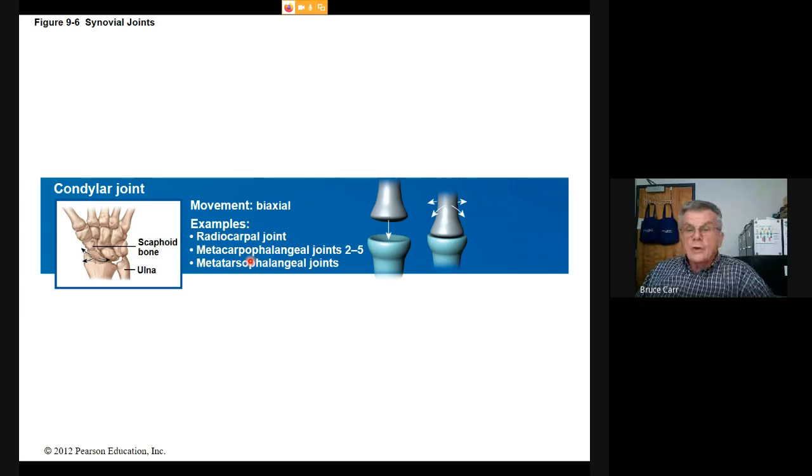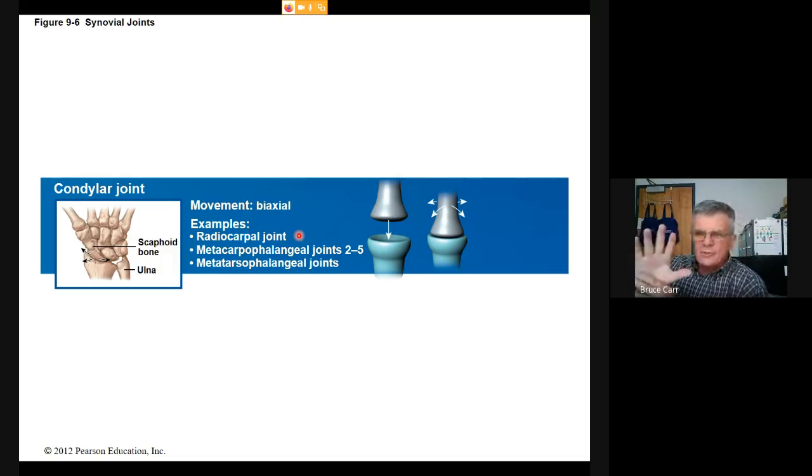A condyle joint always reminds me of a mortar and pestle in chemistry, a bowl shape with the inside of the bowl and the outside of the bowl kind of reversed, allowing for this biaxial movement. The radiocarpal joint allows for condylar movement. The metacarpophalangeal joints 2 through 5, these are all condyles.